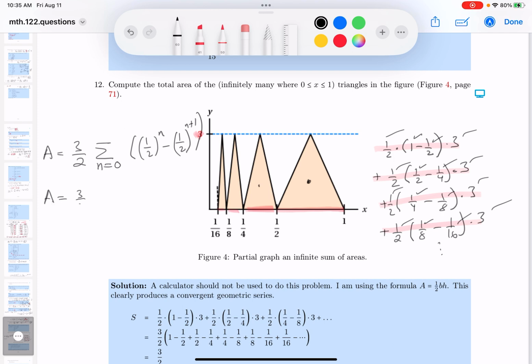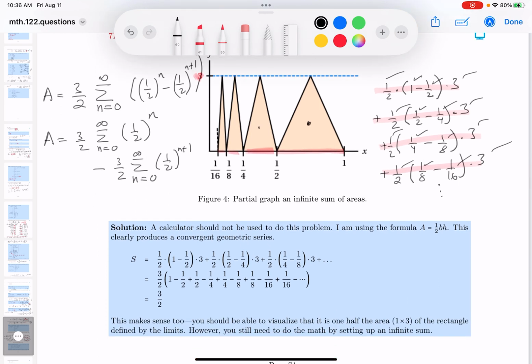3/2 times the sum, n equals 0 to infinity. They're geometric, by the way, and they converge. I'm going to put down 1/2 to the n. Sorry about that. Then minus 3/2 times the sum, n equals 0 to infinity, of 1/2 to the n plus 1. The first one's perfect, by the way. It's exactly what I want for a geometric series, starting at 1. It is. But the second one's not so good, so what I'm going to do is rewrite it.